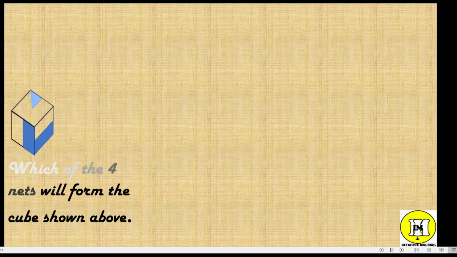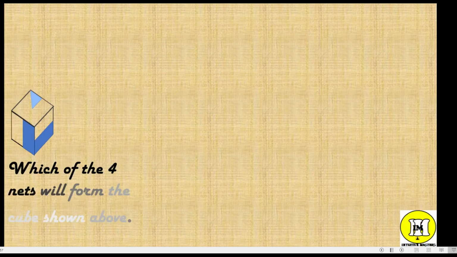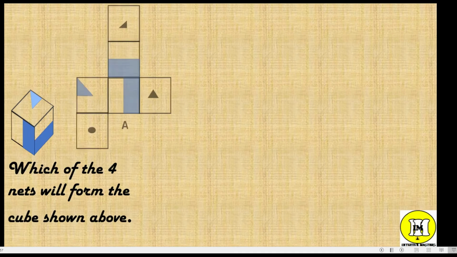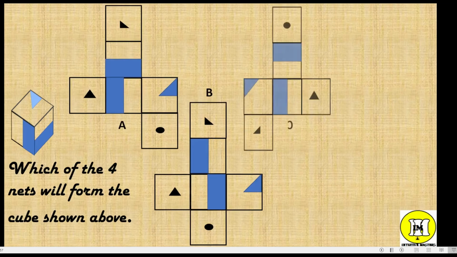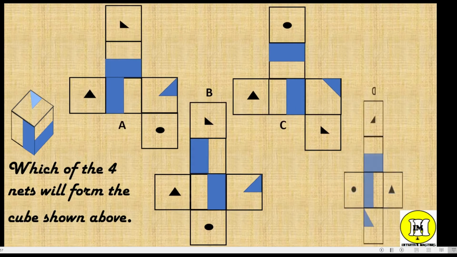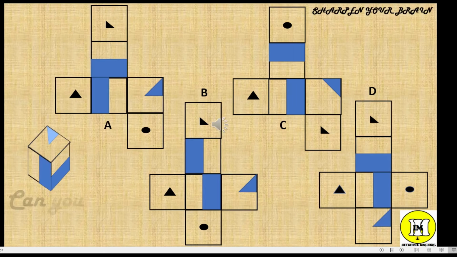Which of the four nets will form the above cube? Can you solve it in 20 seconds?